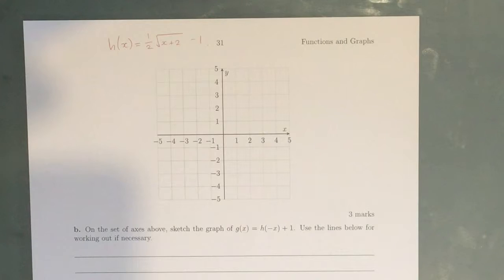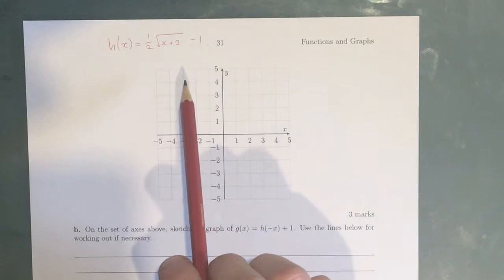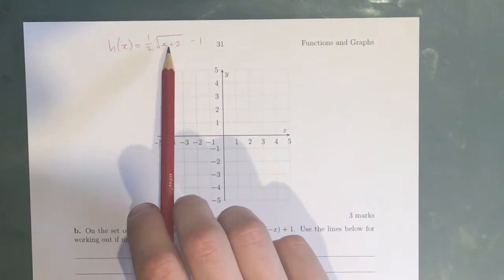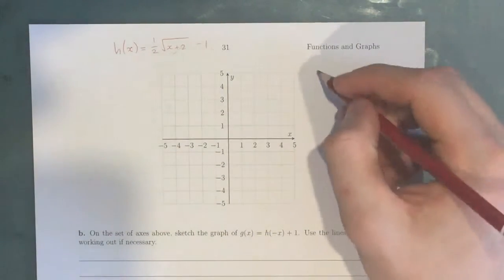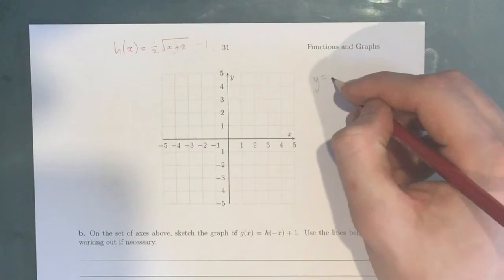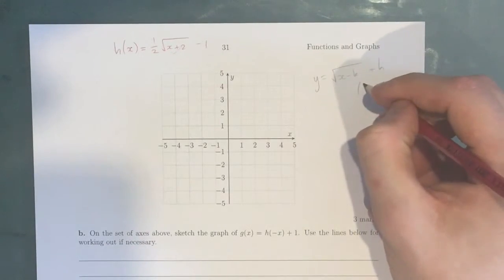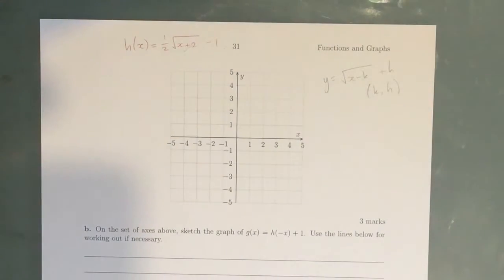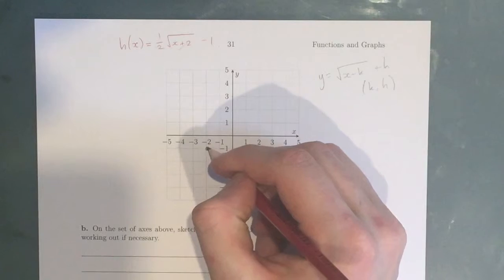So, personally, whenever I sketch a square root function, I always look at what the endpoint is going to be. And the way we do that is by the general form of x take k. So let's say that y equals the square root of x take k plus h, where the endpoint is (k, h), which means that our endpoint is (-2, -1). So we've got (-2, -1).